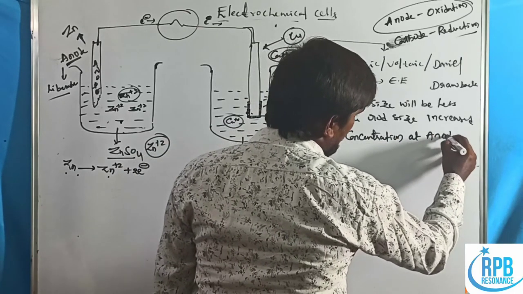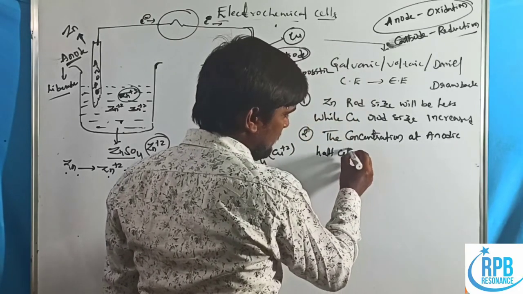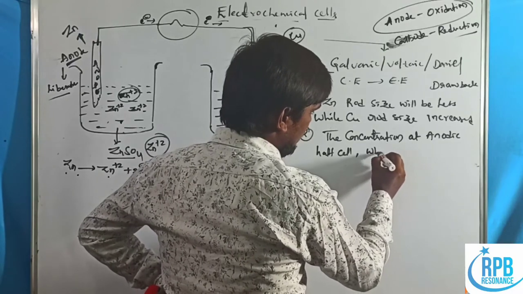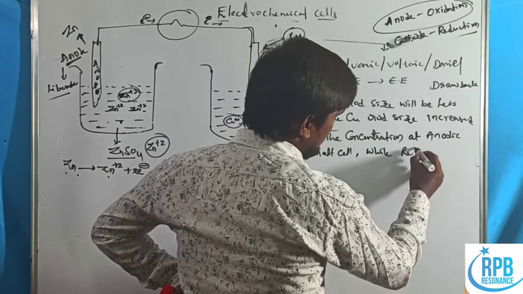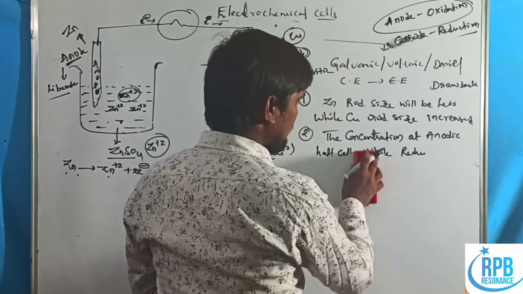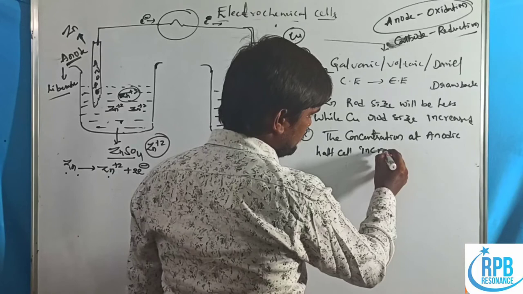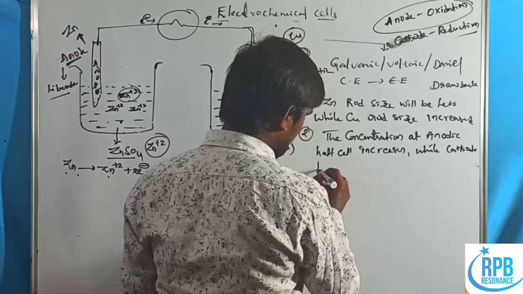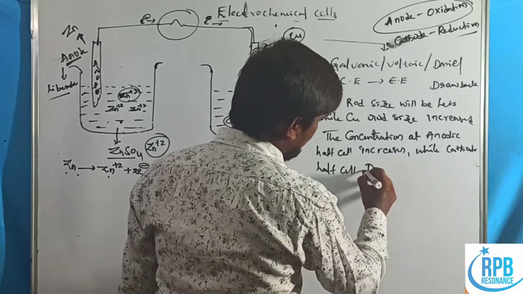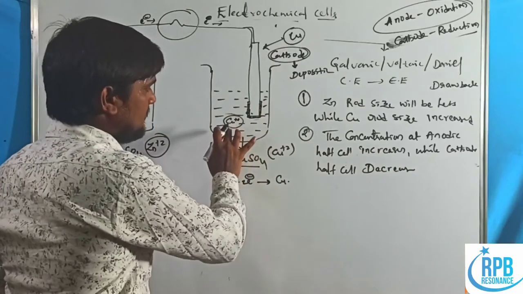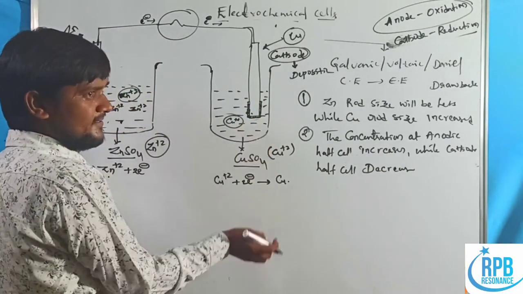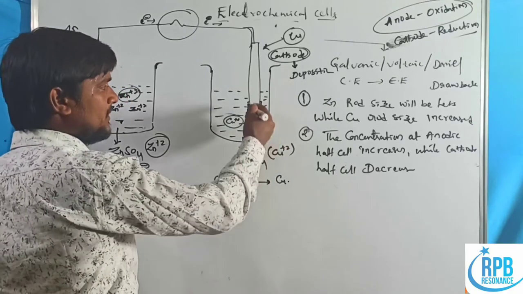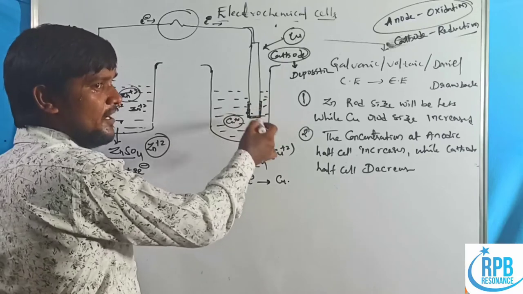We have discussed half cells, and now I will give the complete definition of a half cell. The concentration at the anodic half cell increases, while the concentration at the cathodic half cell decreases. Why? Because the copper plus 2 ions present in the right hand electrolyte are reduced and converted into copper metal, and that copper metal is coated on the cathode.